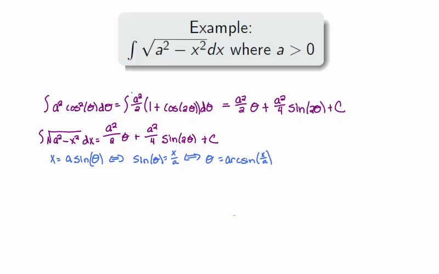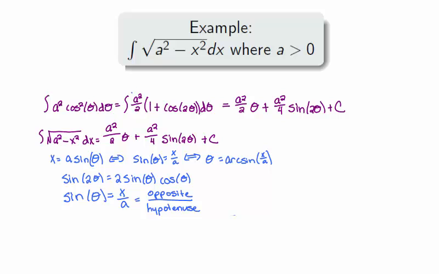To deal with this, recall the identity sine of 2 theta is equal to 2 times the sine of theta times cosine of theta. We just saw that sine of theta equals x over a, but what about cosine of theta? To deal with this, recall that sine of theta equals x over a, which equals the opposite over the hypotenuse. So we can form the following right triangle.